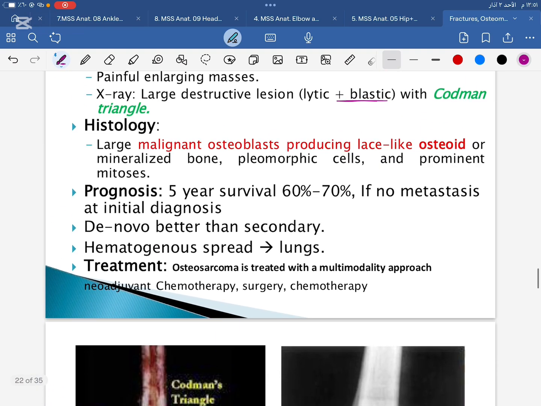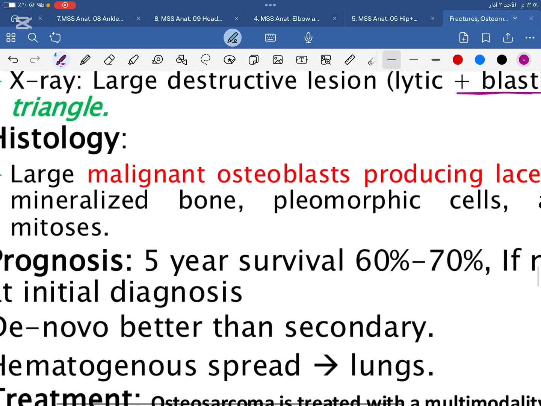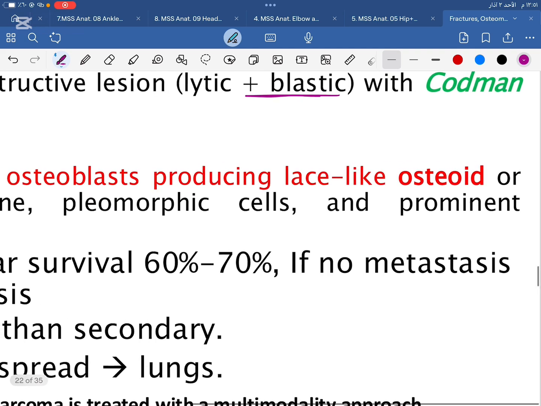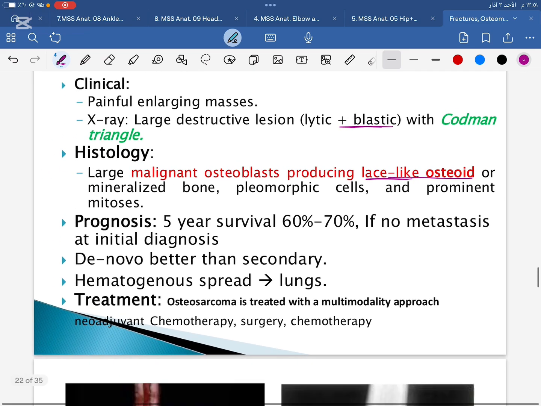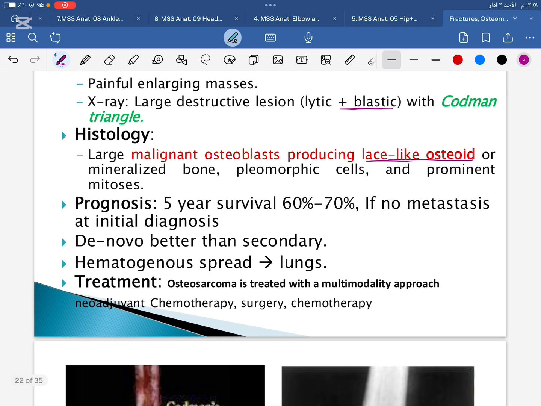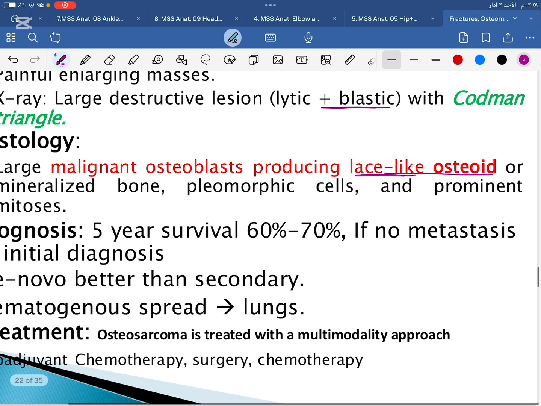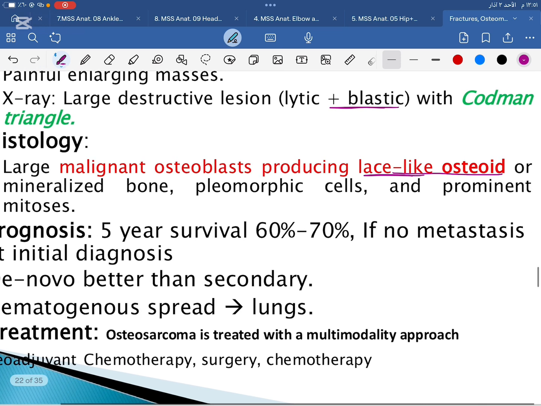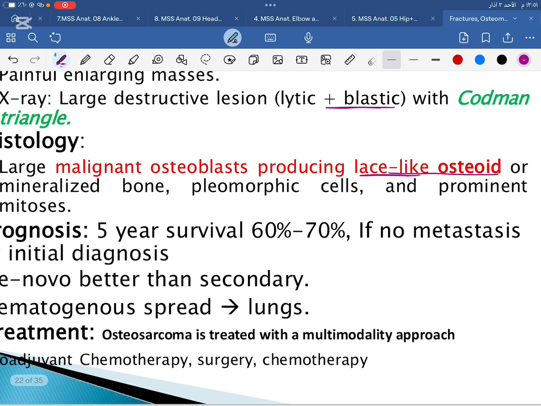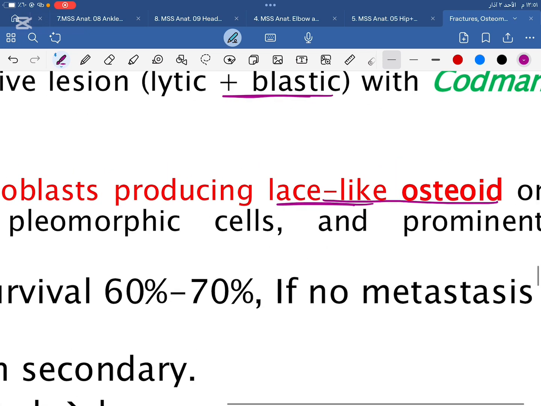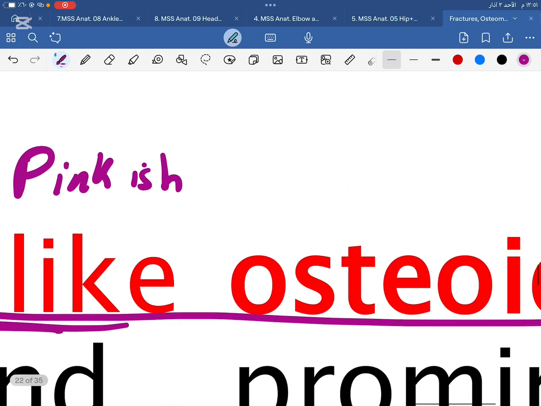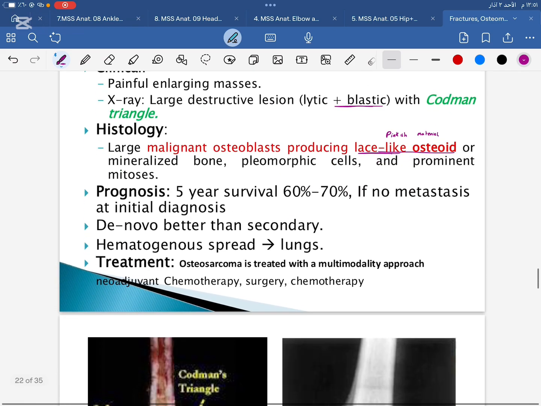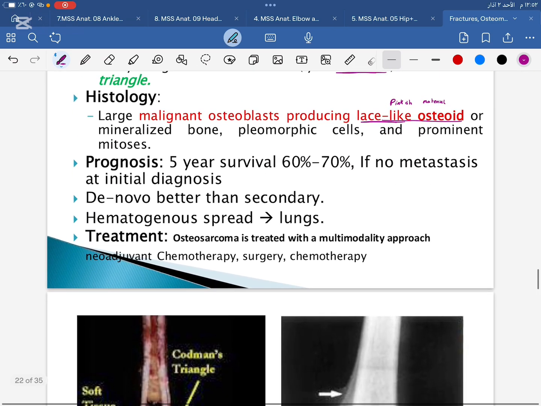Under the histology, under the microscope, we will see what? Malignant osteoblastic cells, with atypical osteoblasts producing the osteoid. This is pathognomonic of osteosarcoma: osteoid deposition, a pinkish material secreted by malignant osteoblasts. There are atypical, pleomorphic cells, and we may also see prominent mitosis. But if it is low grade, there may be rare mitosis and the pleomorphism is not very obvious.